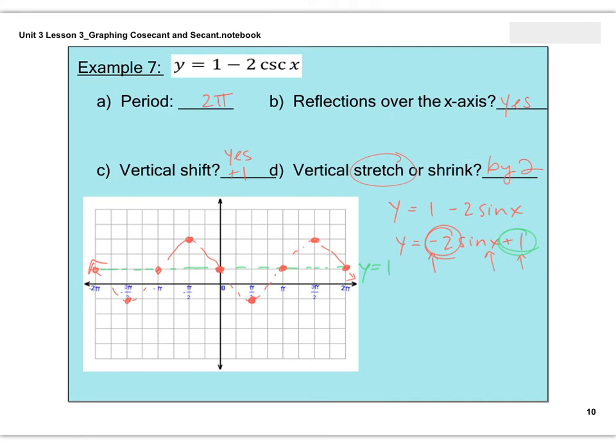All right, draw in your asymptotes. So we're going to separate them, the hills and the valleys, every time it crosses the midline. And then reflect the hills and valleys.